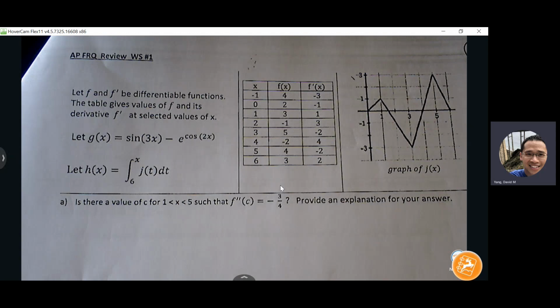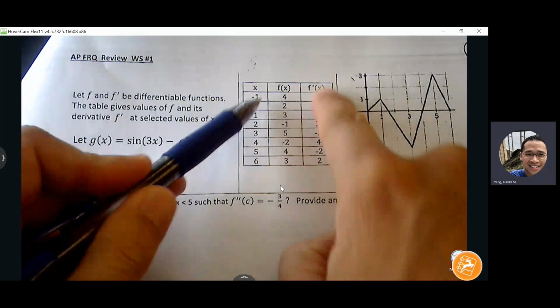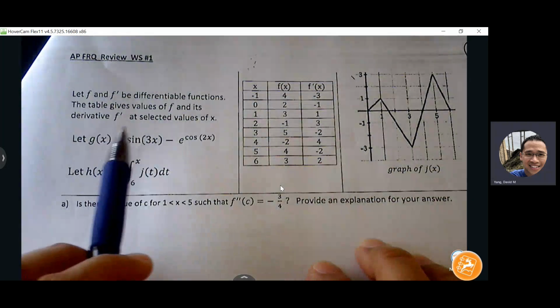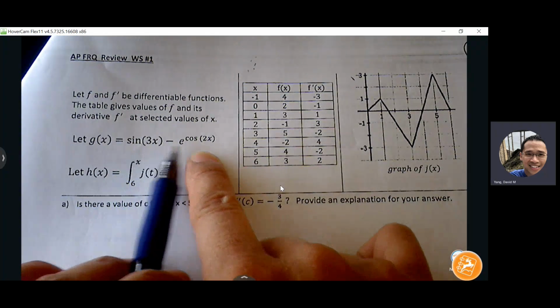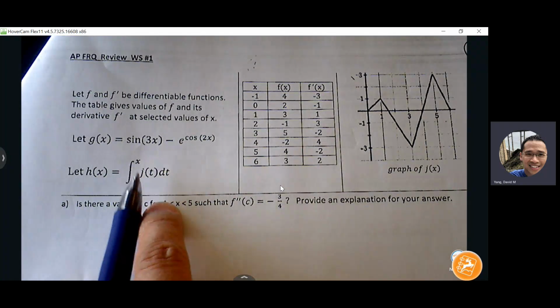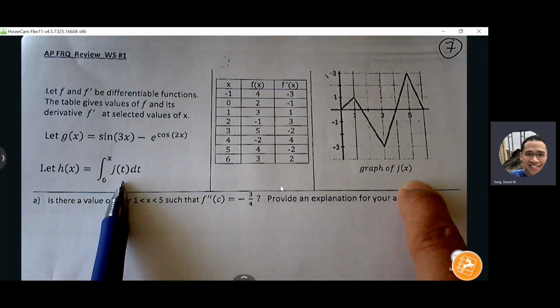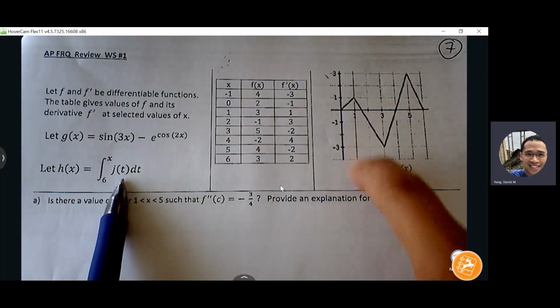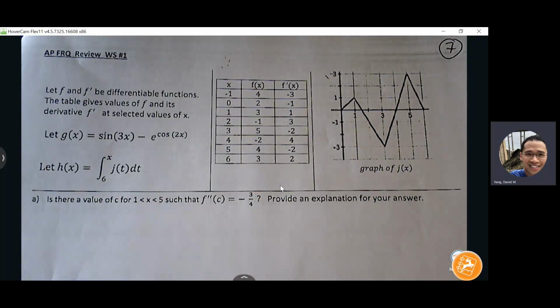There's no holes. Okay. So the table gives values of f and its derivative at selected values of x. So we're going to have to use this feature somewhere down the road. And we're given g of x. So g of x is given by sine of 3x minus e to the cosine 2x. And h of x is the antiderivative from 6 to x of j of t. Okay. And these are related. j of t, j of x, it's just representing a different variable, but it's referring to the same information.